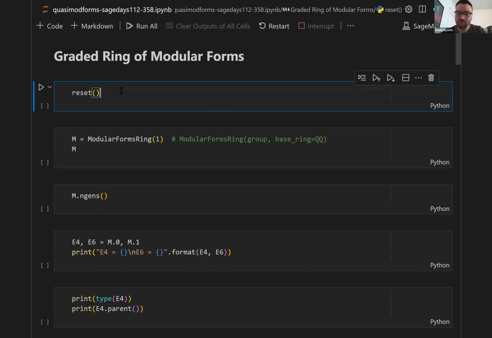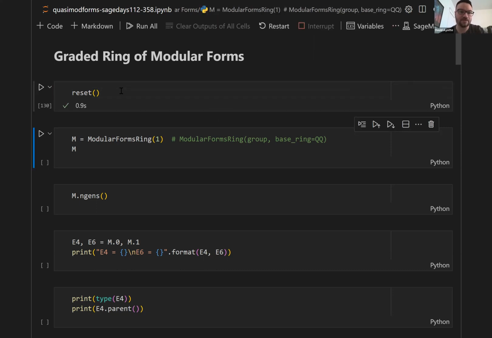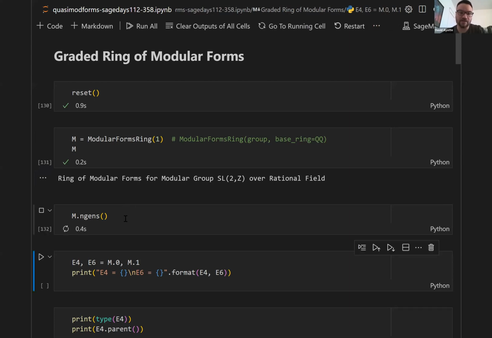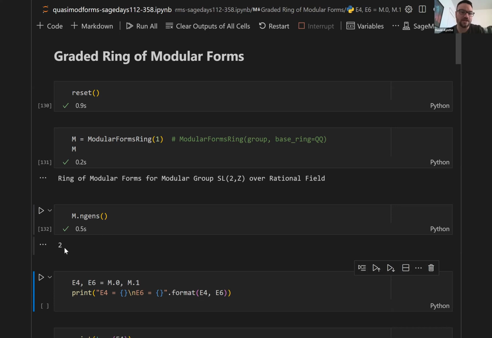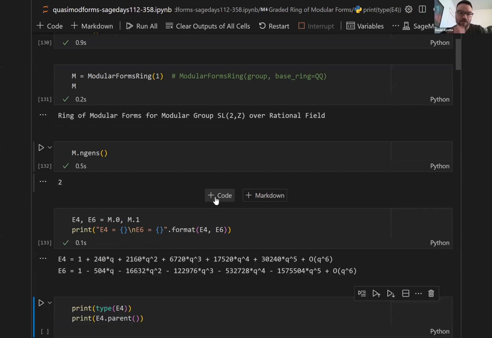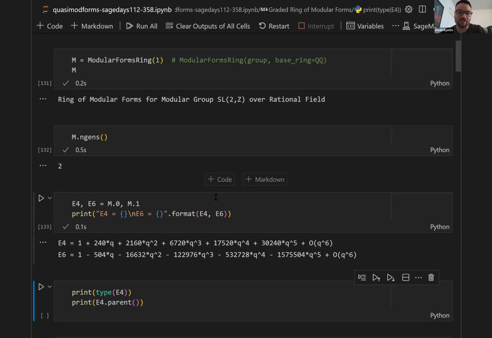So let's start. This command simply initializes the modular form ring for SL2Z, and we can ask for its number of generators like this. As expected, we have two generators, and let's initialize these generators.